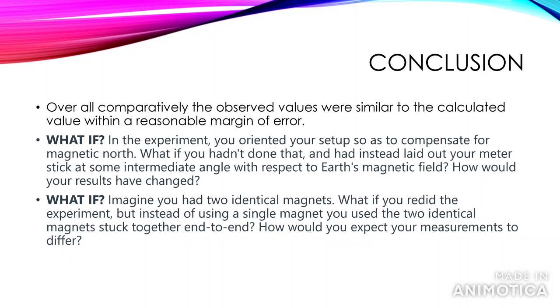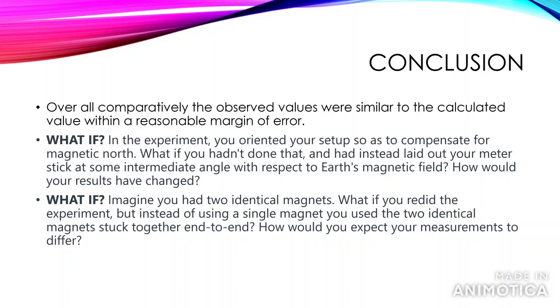A couple of what-if questions that I have to answer. The first what-if question is that in the experiment, I actually oriented my setup so as to compensate for magnetic north. What if I hadn't done that? What would have happened is a certain value would have been added to the different components of each of my calculations of the magnetic field. It'd be like a set plus blank value to each of my calculations of the magnetic field.